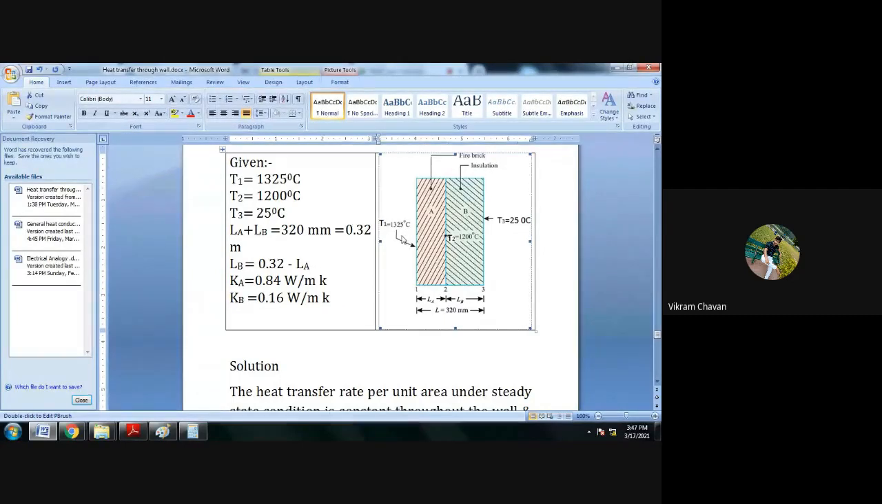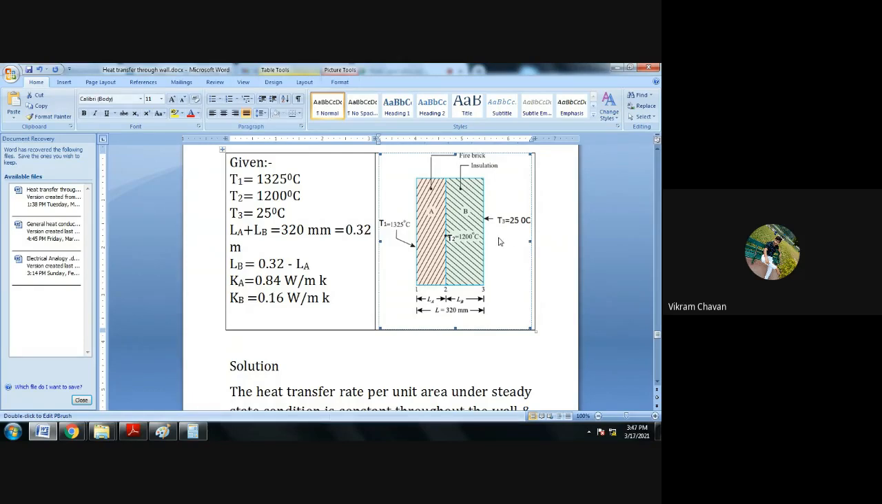Now the inside temperature of the reactor is provided, and it is equal to 1325 degrees Celsius. That temperature will be considered as the innermost wall surface temperature, so we consider T1 equal to 1325 degrees Celsius. Now the ambient temperature is provided.